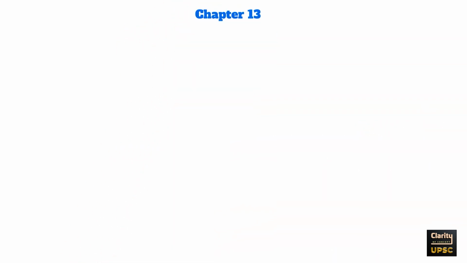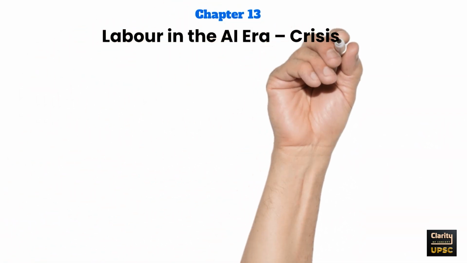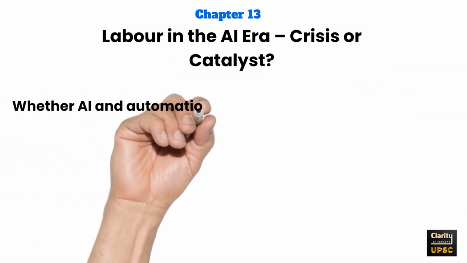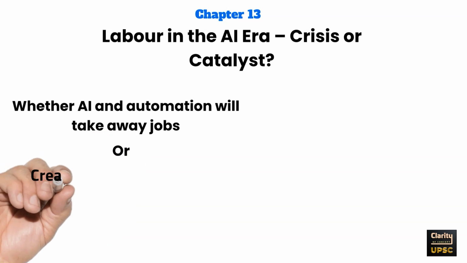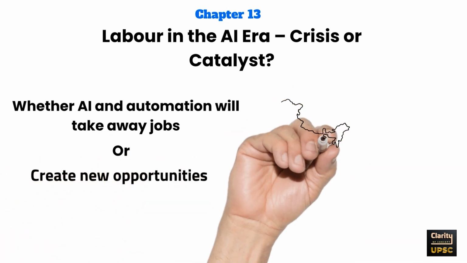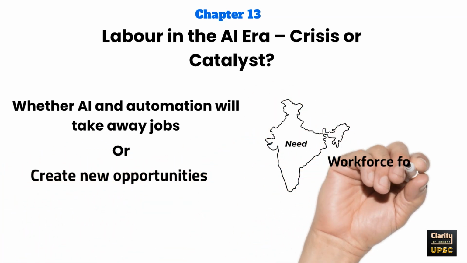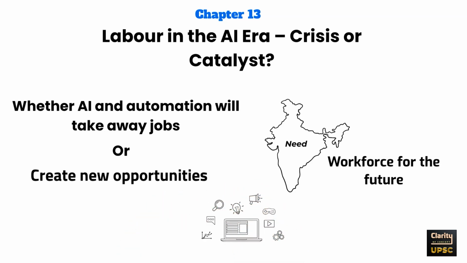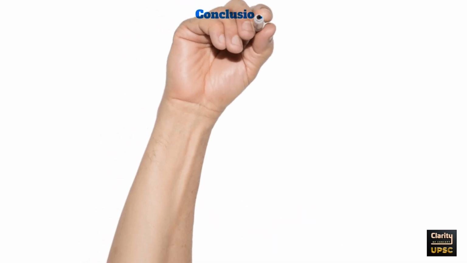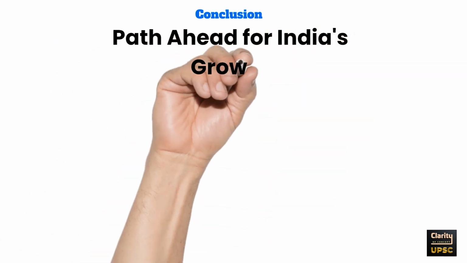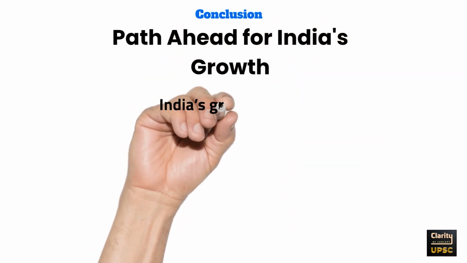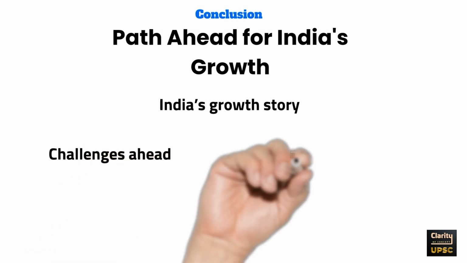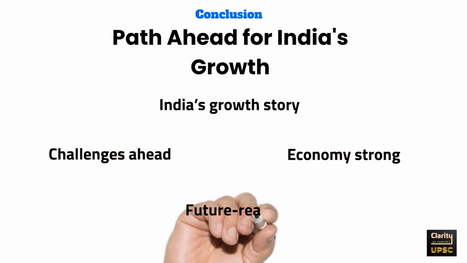The 13th chapter is titled Labor in the AI Era: Crisis or Catalyst. This chapter discusses whether AI and automation will take away jobs or create new opportunities, and what India needs to do to prepare its workforce for the future. We will discuss this in detail in future videos. And the last chapter is Conclusion: Path Ahead for India's Growth. The final chapter sums up India's growth story, the challenges ahead, and what needs to be done to keep the economy strong and future ready.